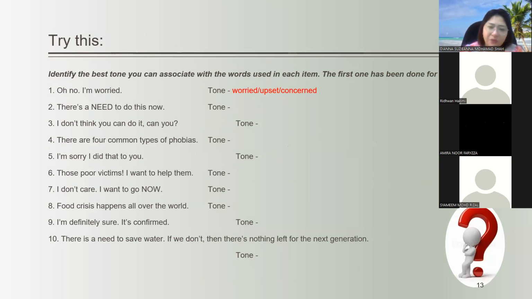So, you need to identify the tone based on the words or phrases used. When it comes to this, highlight the keyword, all right? It will be easier for you to identify the tone at the end.